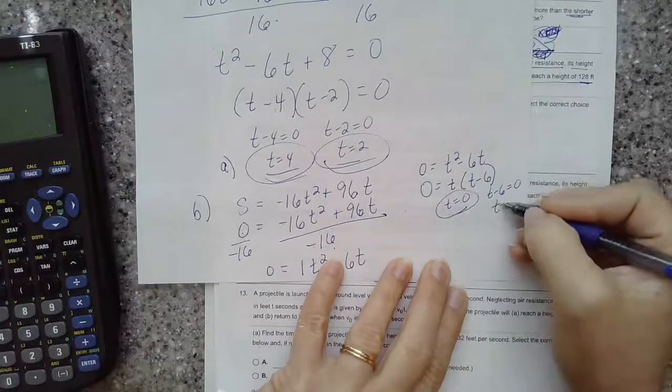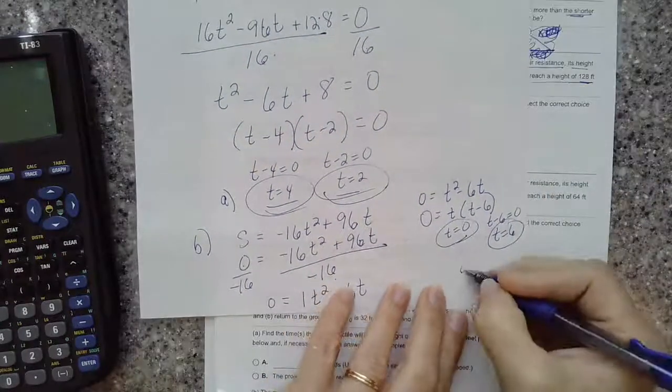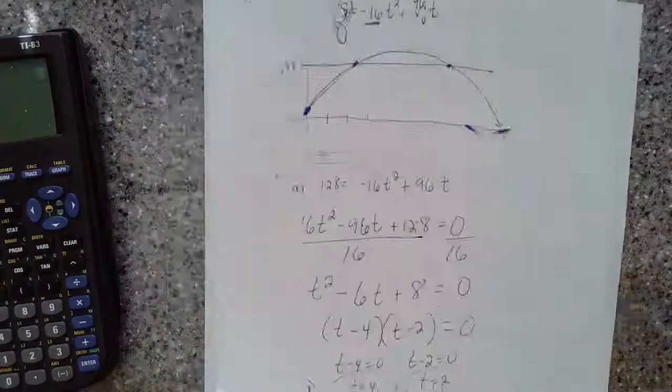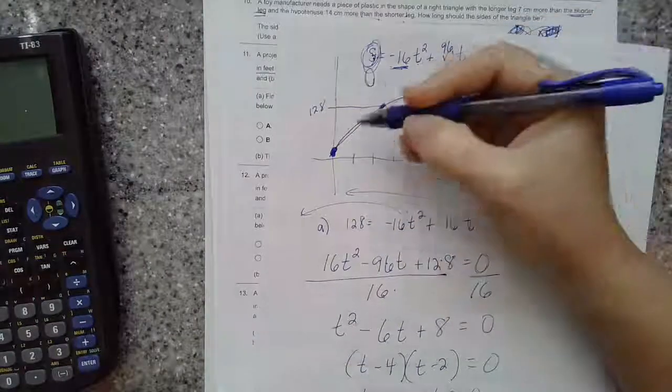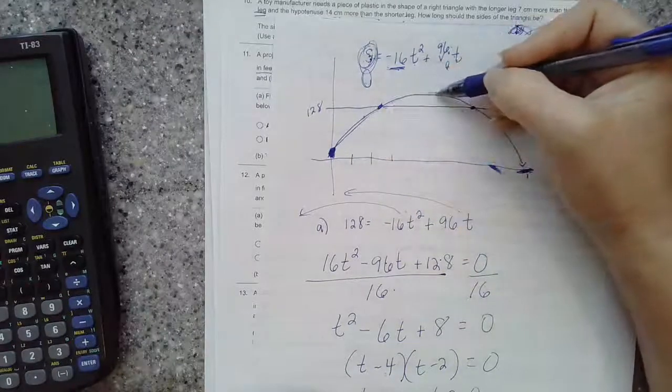So again, two plausible answers to this. Whenever you write this solution set, you'll say 0 and 6 both work. And that's because before it moved off the ground or was projected from the ground, it was at 0 seconds. Then it went up, up, up, hit a high point, came back down. It took it 6 seconds to come back down to the ground.